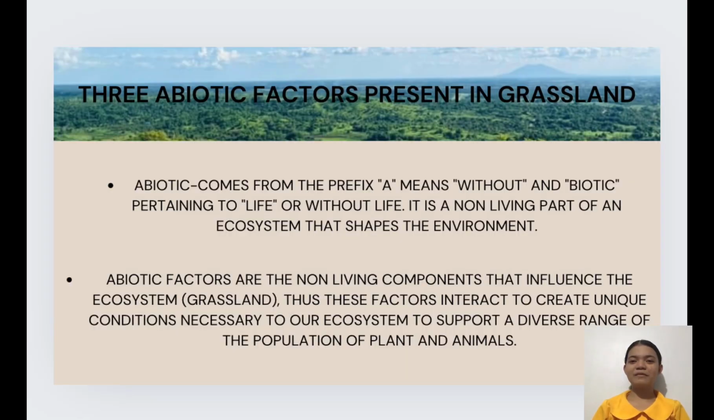Okay, let's move on to the four abiotic factors that are present in grassland. First, let us define what abiotic is. Abiotic comes from the prefix a, meaning without, and biotic, pertaining to life, so it simply means without life, or non-living. It is a non-living part of an ecosystem that helps to shape the environment. For example, water, temperatures, sunlight, and so on. When we say abiotic factors, these are the factors that interact to create unique conditions to support living organisms such as plants and animals.